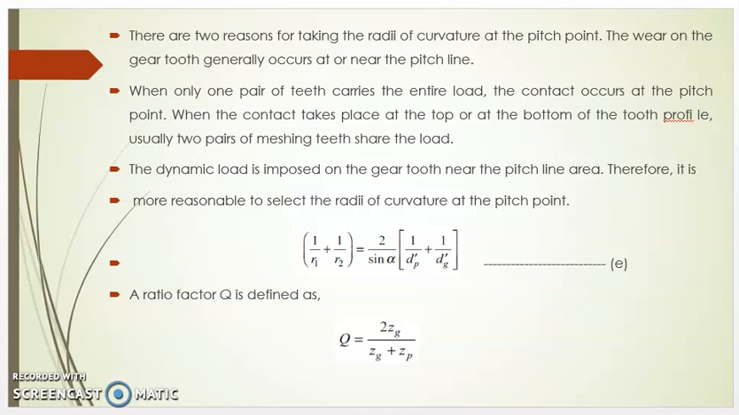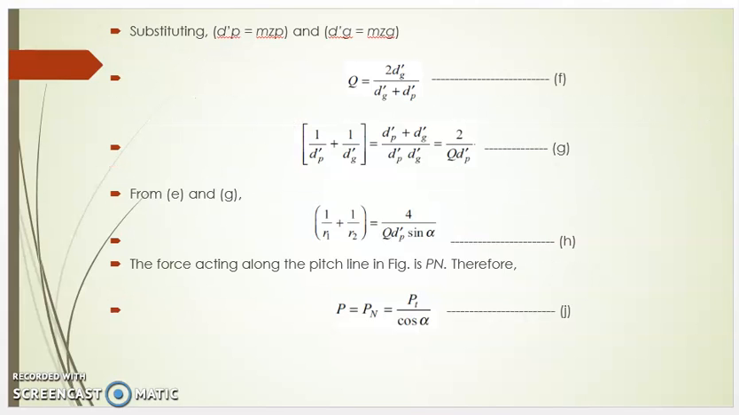Therefore, 1 upon R1 plus 1 upon R2 is equal to 2 divided by sin alpha into bracket 1 upon dp dash plus 1 upon dg dash, equation E. A ratio factor Q is defined as Q is equal to 2Zg divided by Zg plus Zp, where Zg and Zp are the number of teeth on gear and pinion respectively. Therefore, substituting dp dash is equal to mzp and dg dash is equal to mzg, we are getting Q is equal to 2 dg dash divided by dg dash plus dp dash, equation F.